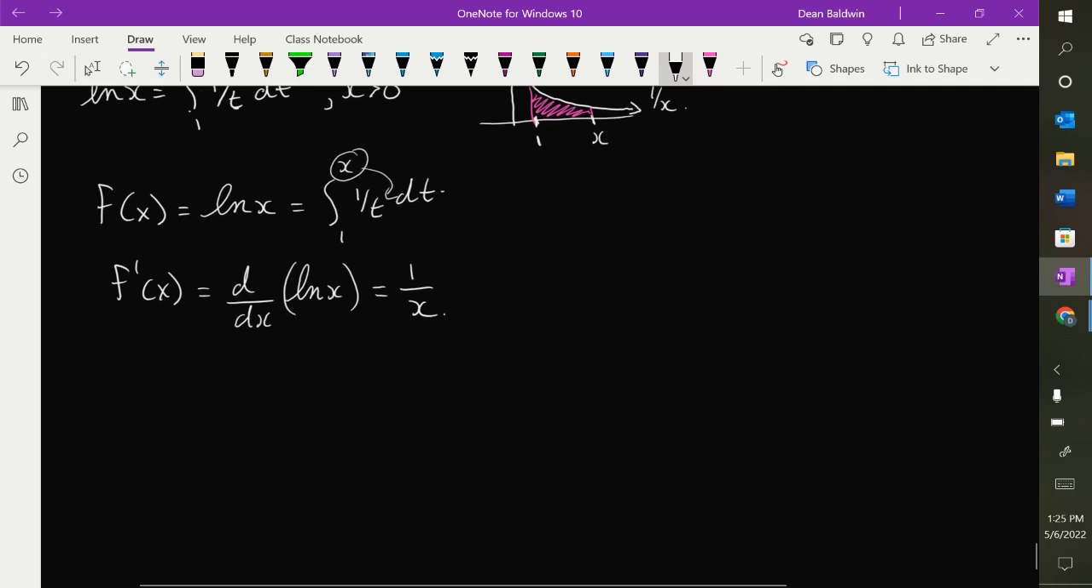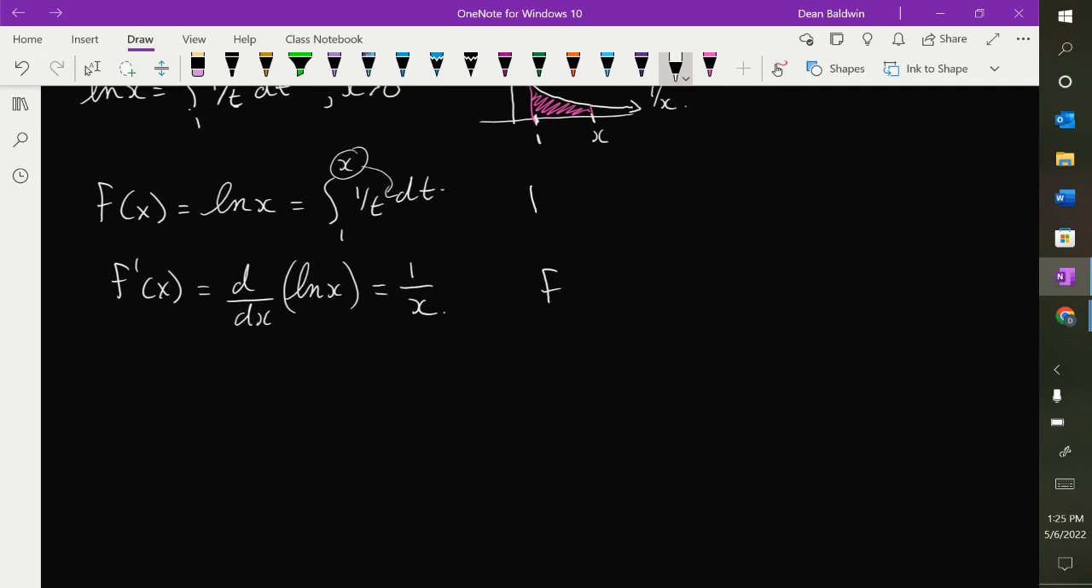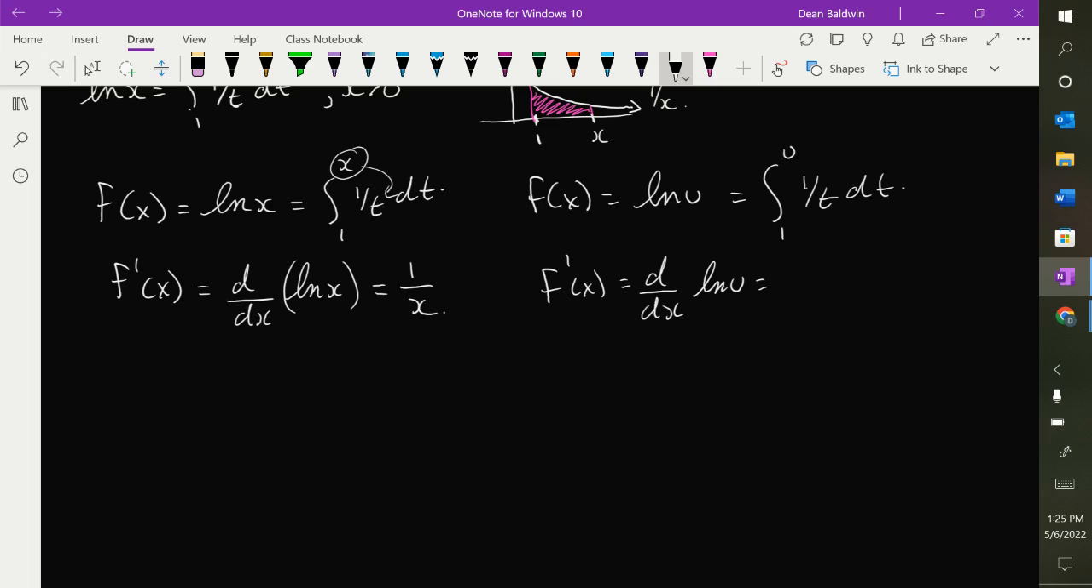Now, you also have to remember that if our function f of x had a composite function in it, so in other words, this is the integral from 1 to u of 1 over t dt, and I ask the same question, the derivative. So the derivative of the natural log with respect to x is 1 over u times, then you have to use chain rule and do the derivative of that upper bound, which we'll call u prime.